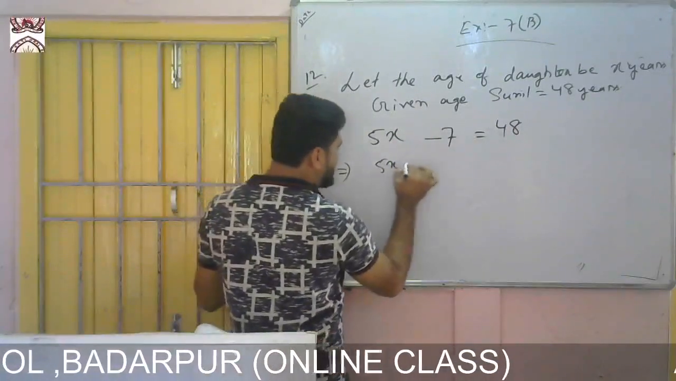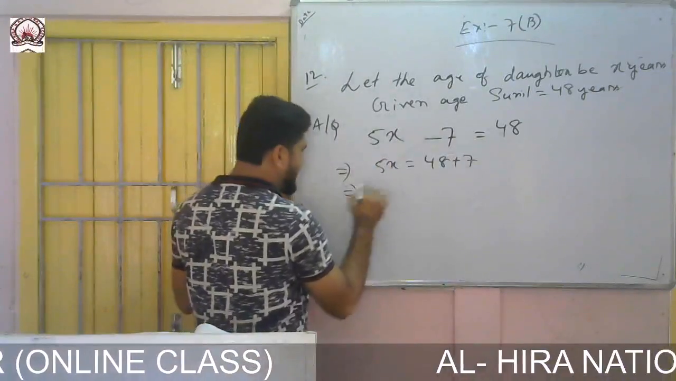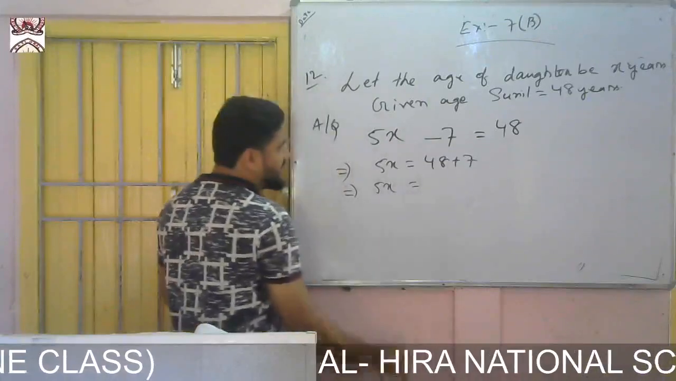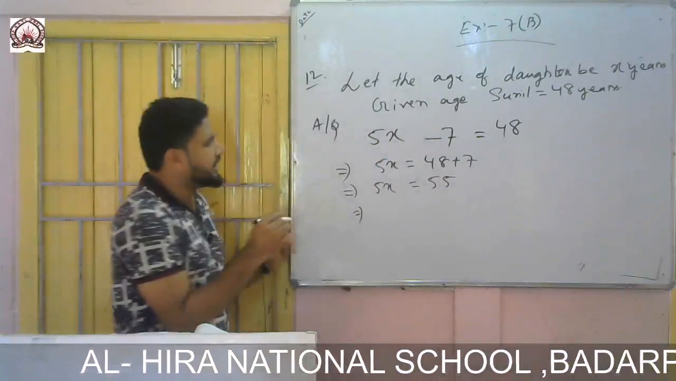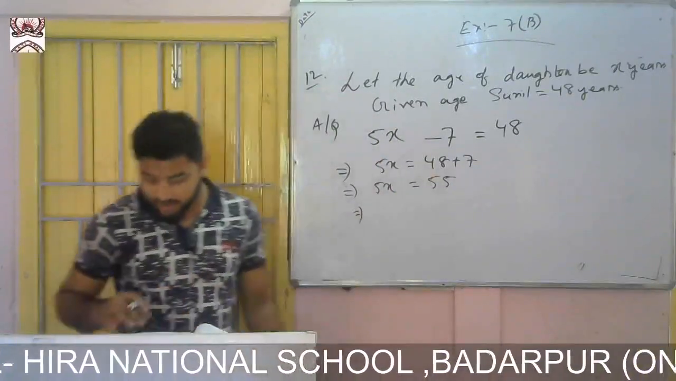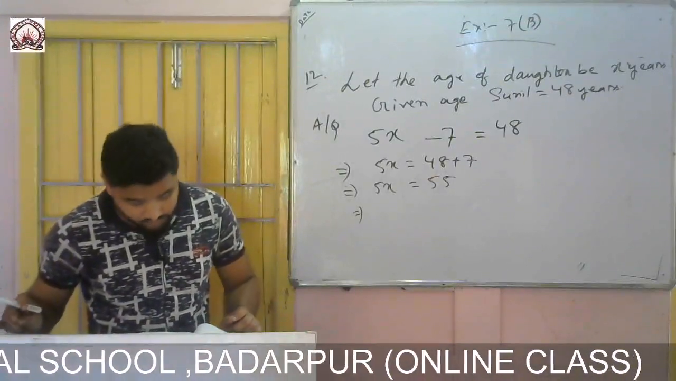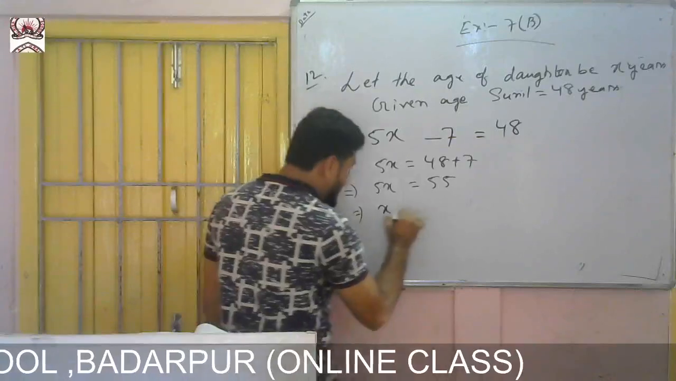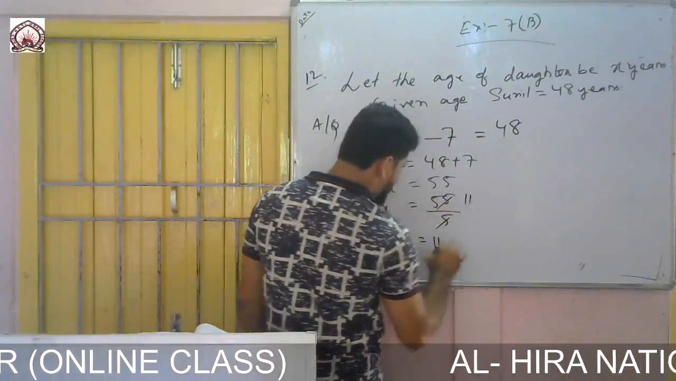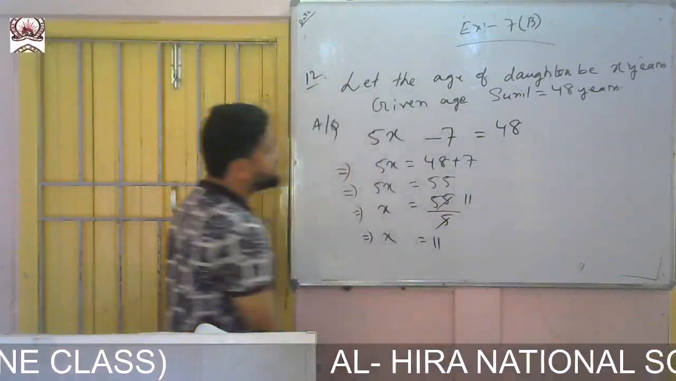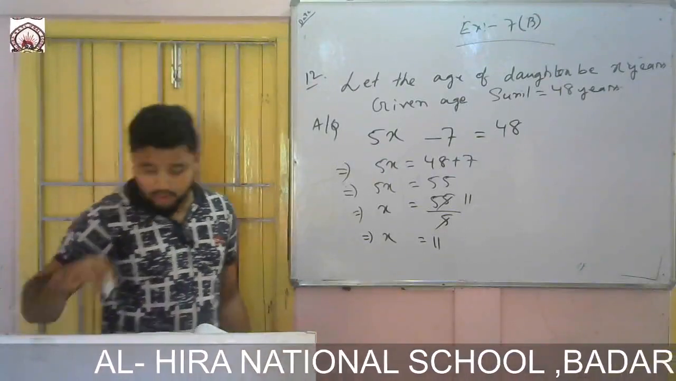So 5x equals 48 plus 7 by the transposition method. So 5x equals 55. 8 plus 7 is 15, carry 1, 4 plus 1 is 5. So 55. So x equals 55 by 5, which is 11. So x equals 11. So what is his daughter's age?